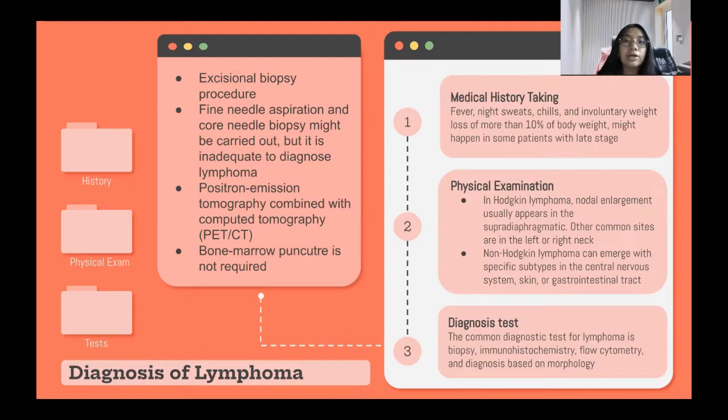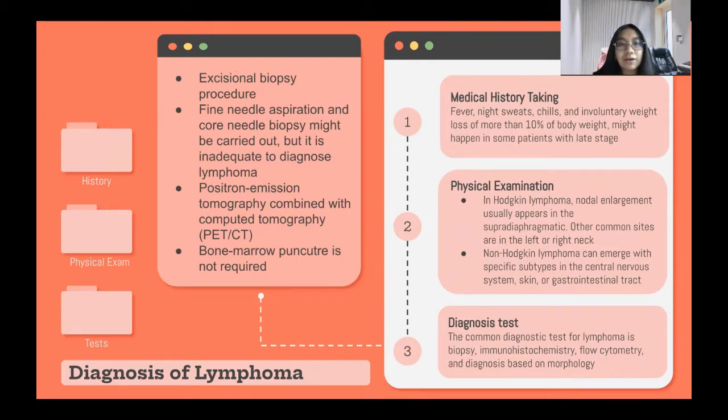In Hodgkin lymphoma, nodal enlargement usually appears in the supradiaphragmatic region. Other common sites are in the left or right neck. The diagnostic tests used for lymphoma are biopsy, immunohistochemistry, flow cytometry, and diagnosis based on morphology. Excisional biopsy of an affected lymph node is the only way to make a definite diagnosis of lymphoma. As an initial evaluation, fine needle aspiration and core needle biopsy might be carried out, but they are inadequate. To find out the extent of the disease, PET CT could be done.